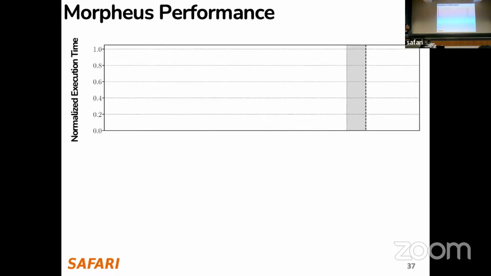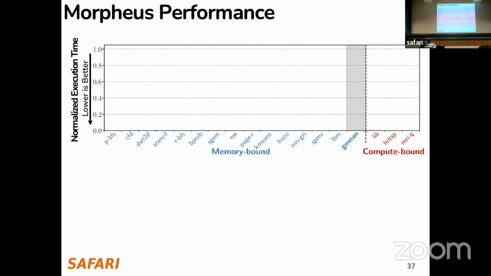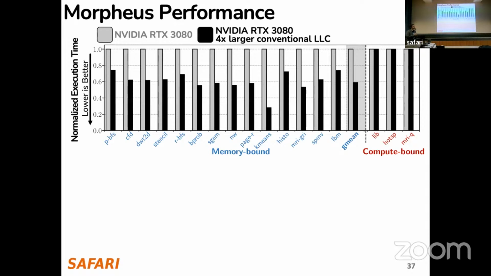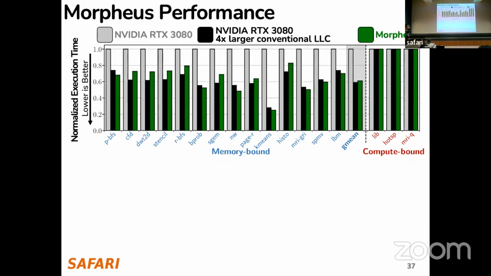So we plot on the y-axis here normalized execution time of several applications. So lower is better. We take our 17 applications, and as a baseline, we normalize to an off-the-shelf NVIDIA RTX 3080 GPU. And this is unmodified, the thing you can actually buy in the store. And then we take, let's say, an ideal baseline, a 3080, which just has a 4x larger conventional LLC. So it gets way more LLC capacity for free, basically. This is our ideal baseline. And then we compare Morpheus.